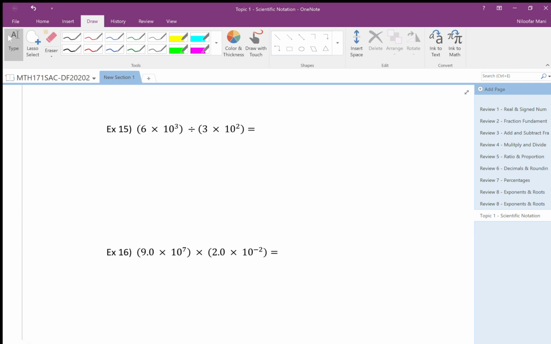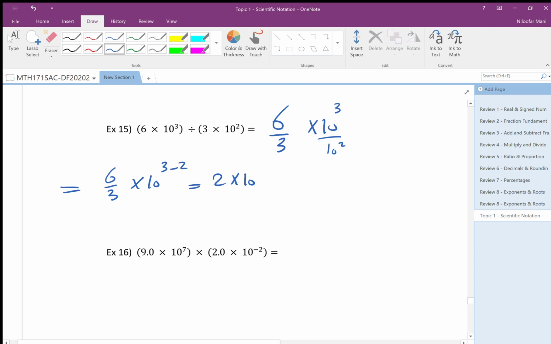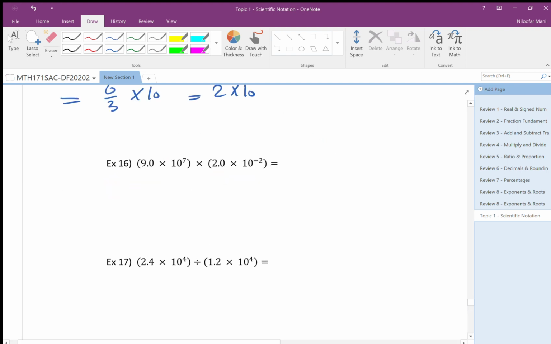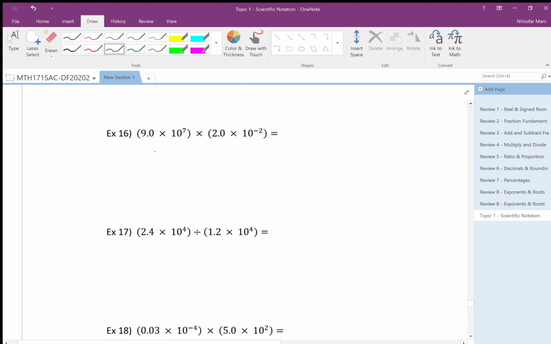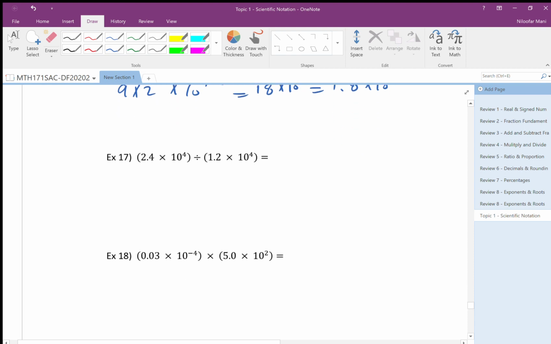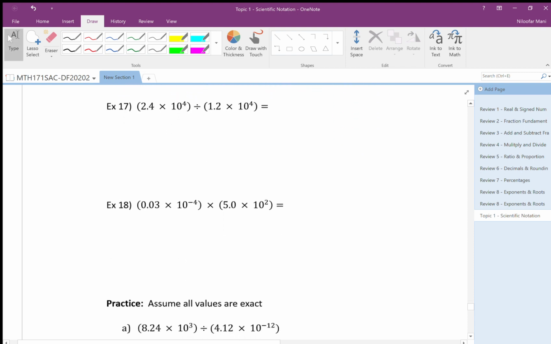Okay. So 6 divided by 3 times 10 this minus this, because it's division. So maybe I can do it this way, and then it is 6 divided by 3 times this, and then it's this. Don't round anything here. The rest, this with this, this with this. So it is 9 times 2 times 10 power 7 minus 2, which is 18 times 10 power 5, which is 1.8 multiplied by 10 power 6. I go to scientific notation. See, multiplication and division are very easy, easier than addition and subtraction.